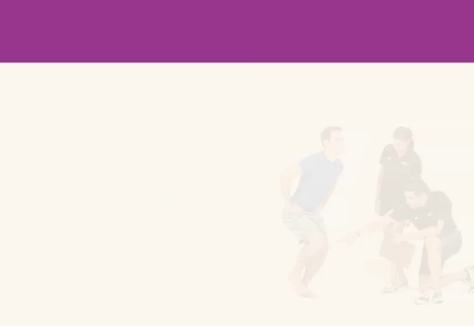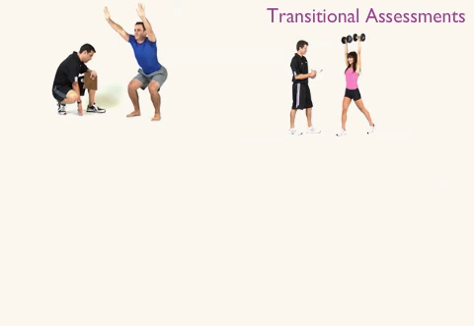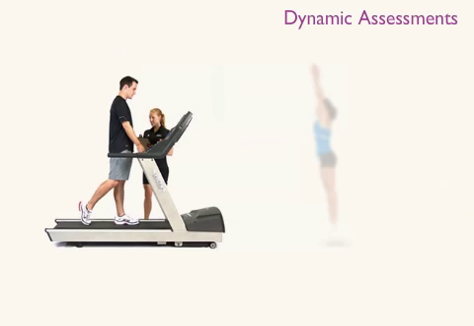Movement assessments can be categorized into two types: transitional assessments and dynamic assessments. Transitional movement assessments are assessments that involve movement without a change in one's base of support. This would include movements such as squatting, pressing, pushing, and balancing. Dynamic movement assessments are assessments that involve movement with a change in one's base of support. This would include movements such as walking and jumping.